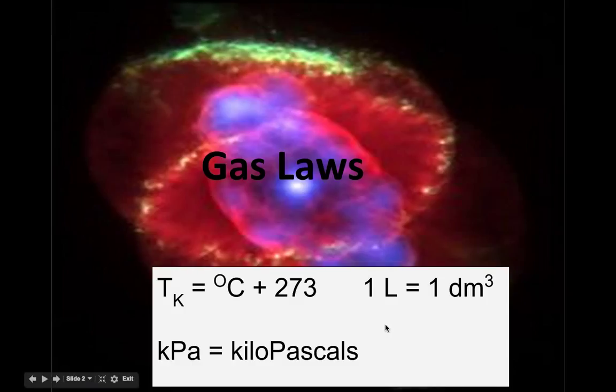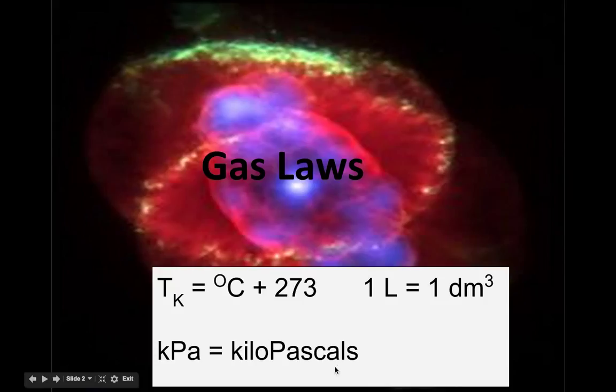We also need to know that 1 liter is the same thing as 1 decimeter cubed. Those are both units for volume, and 1 liter is the same thing as a decimeter cubed. You probably also remember that there's 1,000 milliliters in every liter. So that means that there's 1,000 milliliters in 1 decimeter cubed.